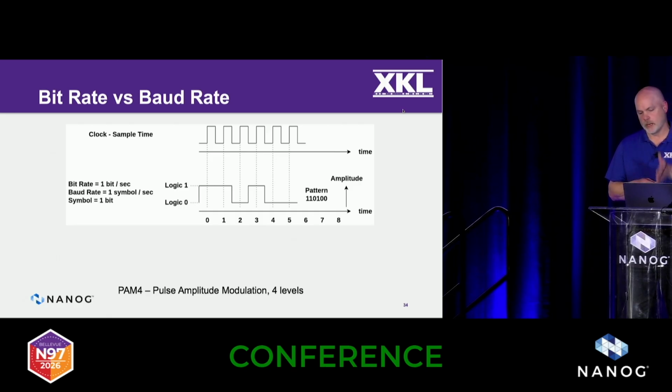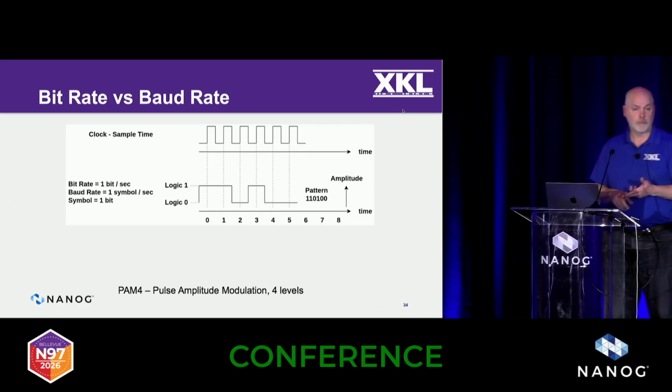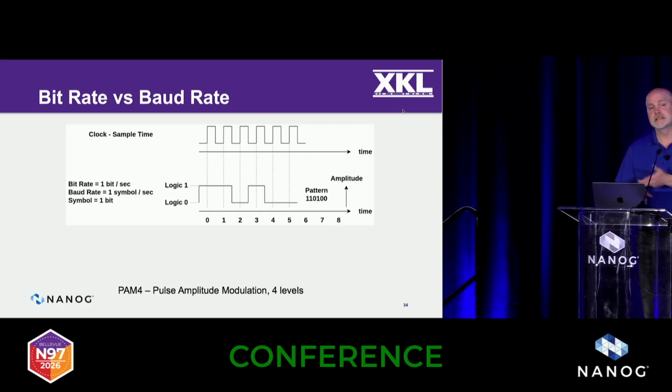You can see by the dotted line, we're capturing the value of that signal. So you can see the pattern, 110100. This is a bit rate of 1 bit per second and a baud rate of 1 symbol per second. We'll call it a symbol, introducing this term. A symbol can represent multiple bits potentially. In this case, the symbol is only 1 bit. So the bit rate and the baud rate in this example are 1 bit per second and 1 symbol per second.